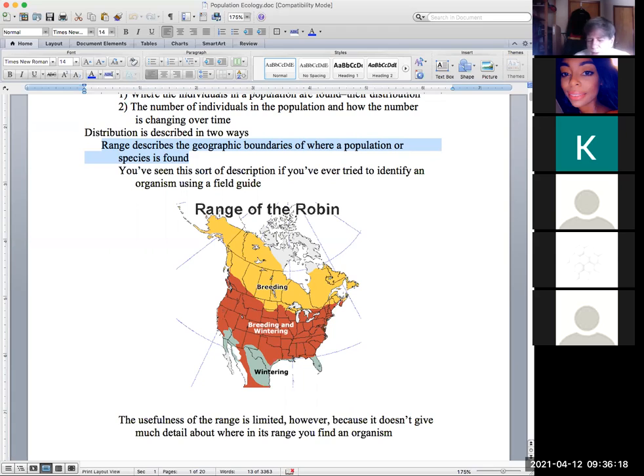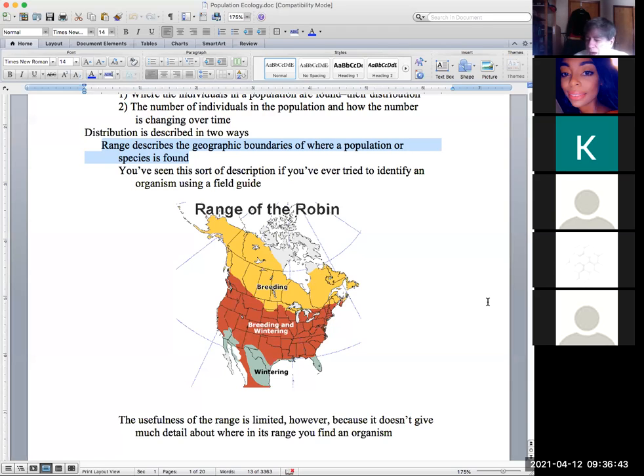So this is the range. Now, the usefulness of knowing the range of an animal is limited. And the reason it's limited is, think about robins in Illinois. Robins are basically shown over all of Illinois, but they're found in certain specific types of environments.